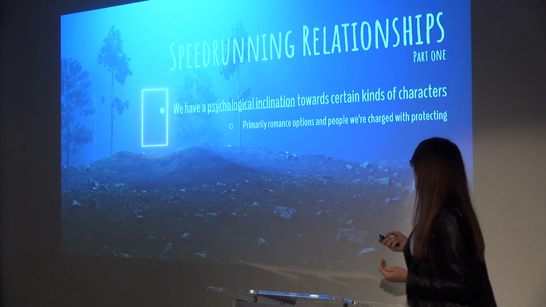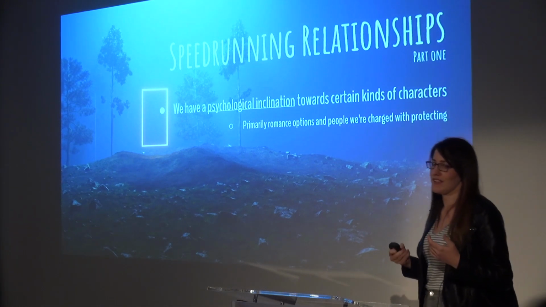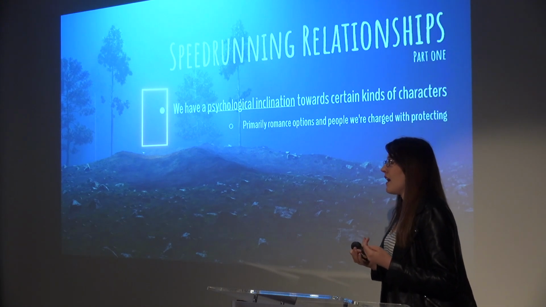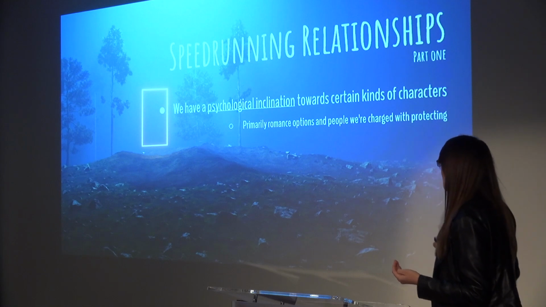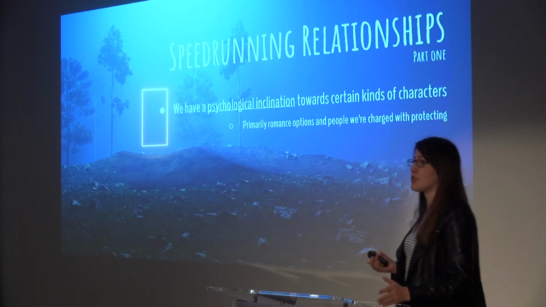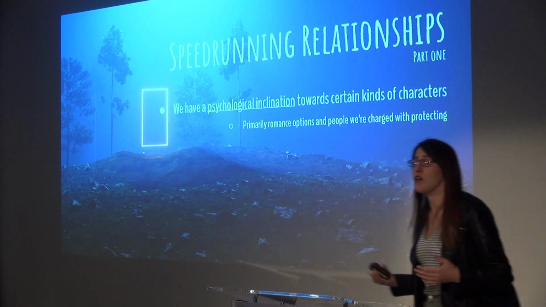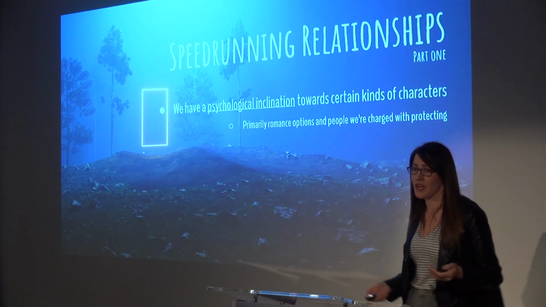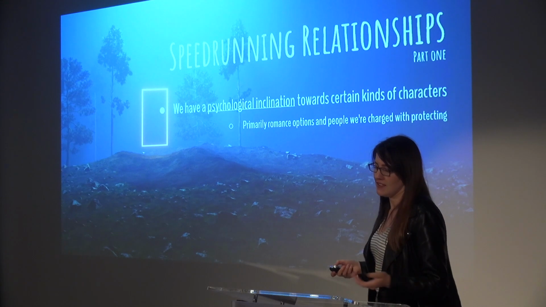The first is kind of a cheat. We have a psychological inclination towards certain kinds of characters, and this comes down to our primal human instincts. Our biggest instinct, arguably, is to procreate. And so we are going to be more interested in people who are romance options and people who we are charged with protecting children. We want them to stay alive, and we're interested in where this romance could go. So we will be more interested in keeping these people happy and healthy.